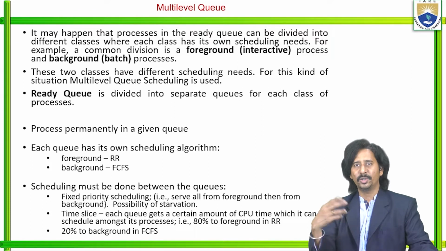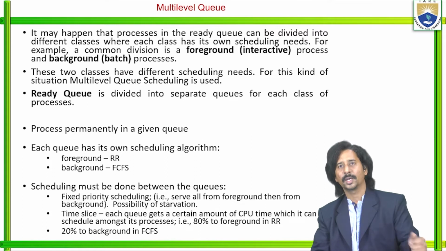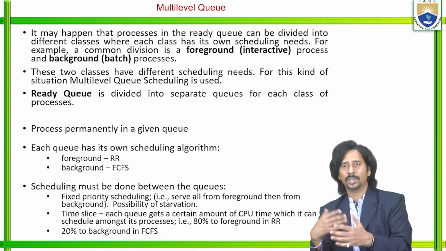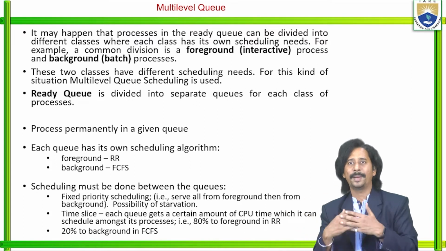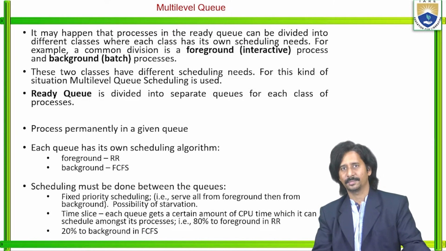Here the scheduling must be done between the queues. In the multi-level queue scheduling algorithm, the scheduling must be done between the various queues. For example, fixed priority scheduling: it serves all from the foreground processes, then from the background processes. Right? So automatically there is a chance for starvation.